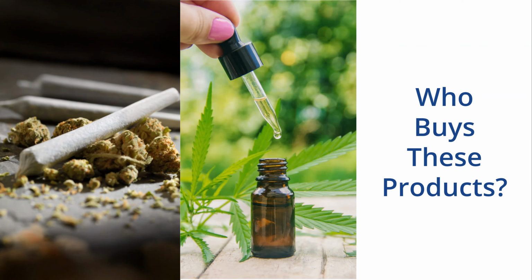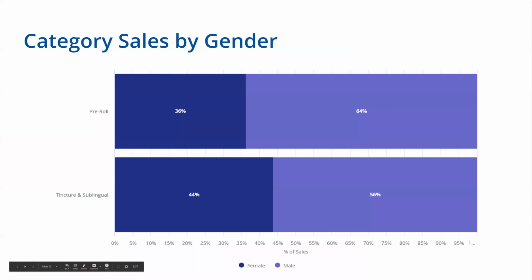Okay, so now we've got some assumptions. Let's check them by diving into the data. We'll start by looking at share of sales by gender within each category.